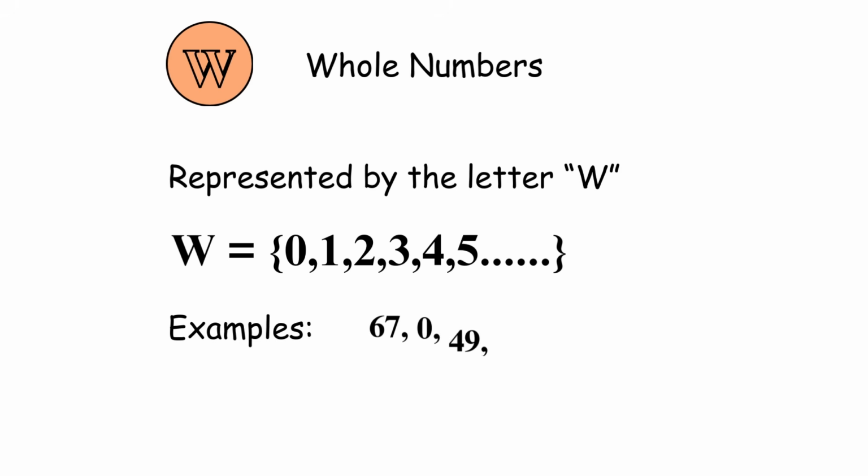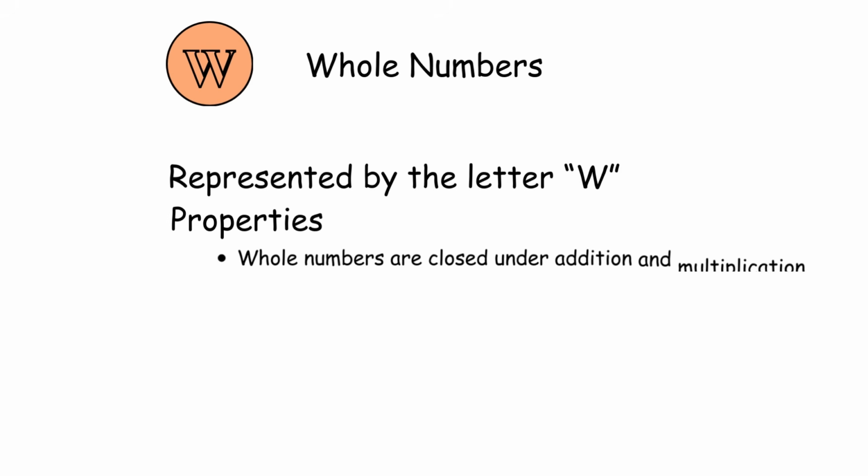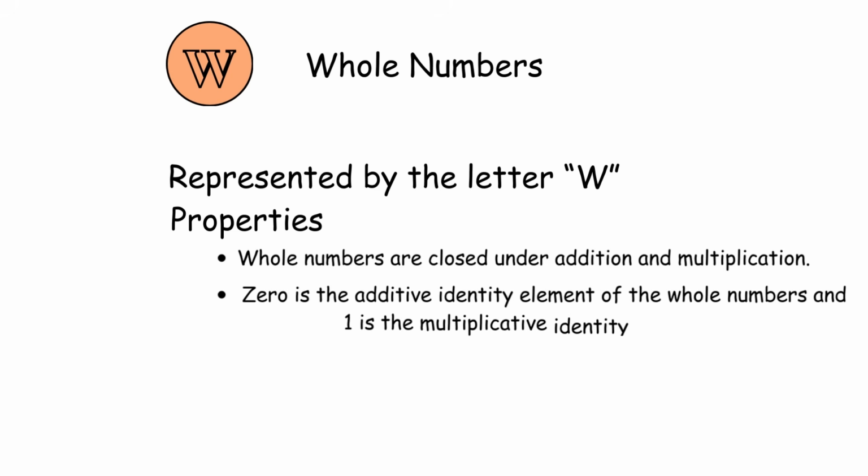Examples: 67, 0, 49, 52. Whole numbers are closed under addition and multiplication. 0 is the additive identity element of the whole numbers, and 1 is the multiplicative identity element.